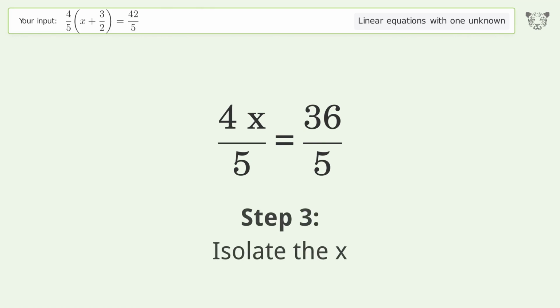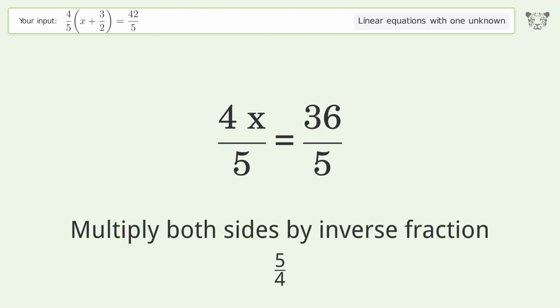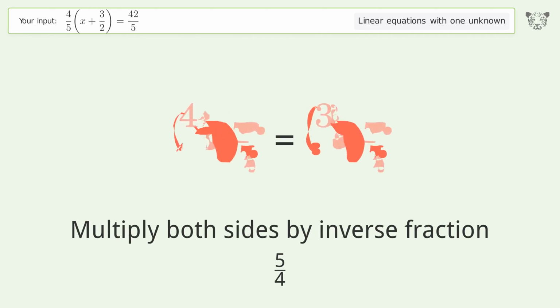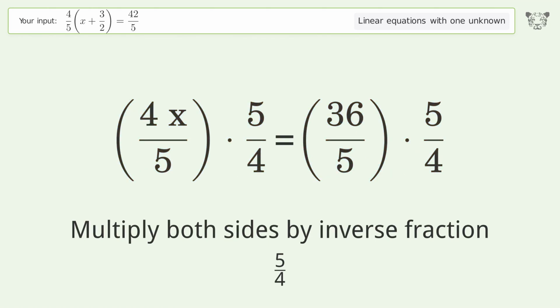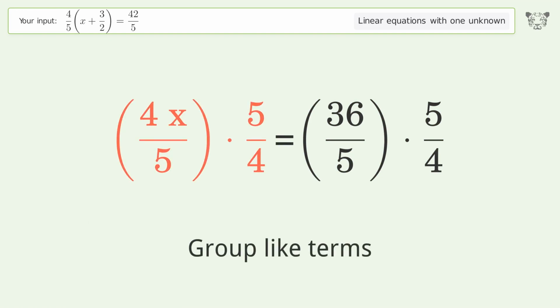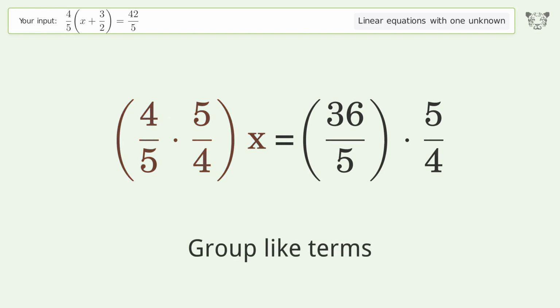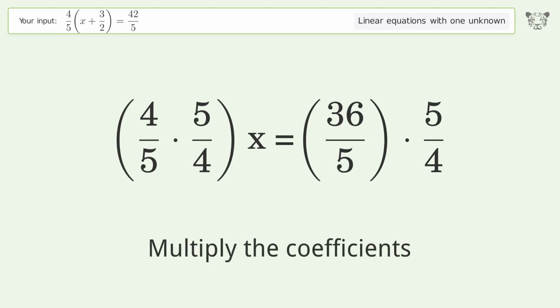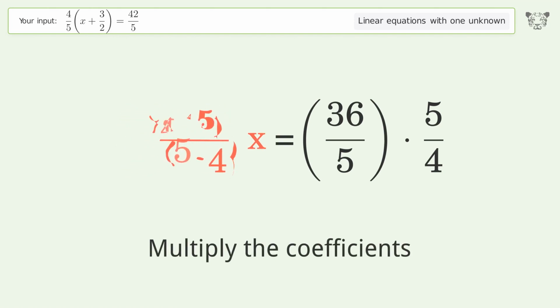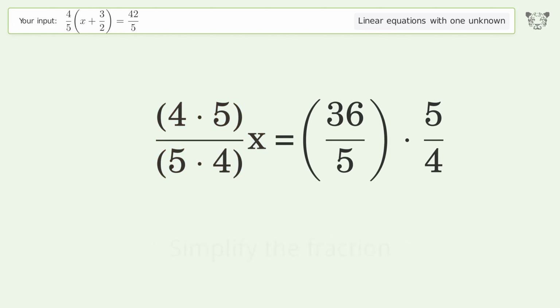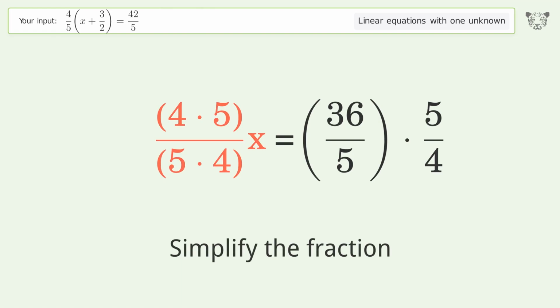Isolate the x. Multiply both sides by inverse fraction 5/4. Group like terms. Multiply the coefficients. Simplify the fraction.